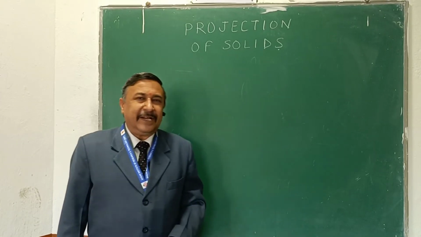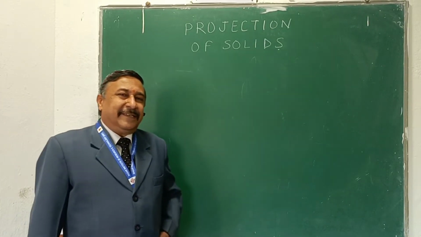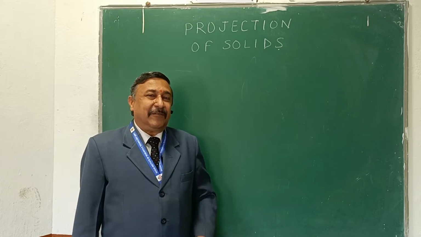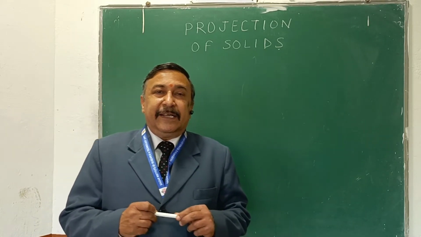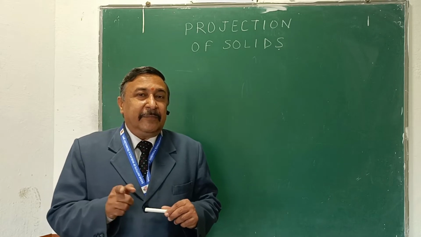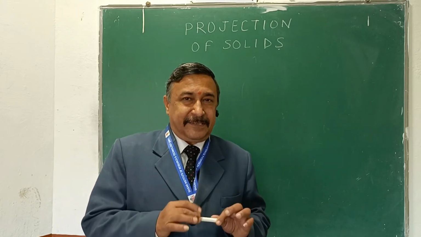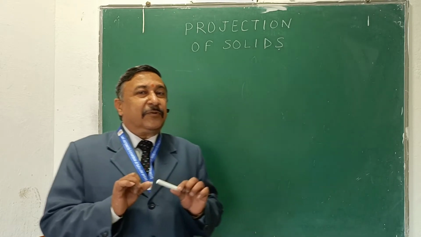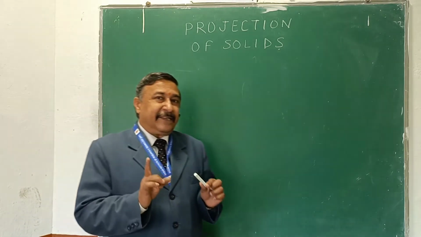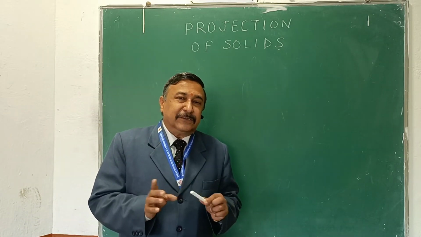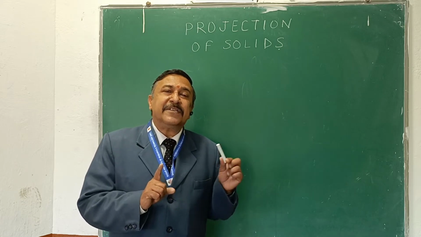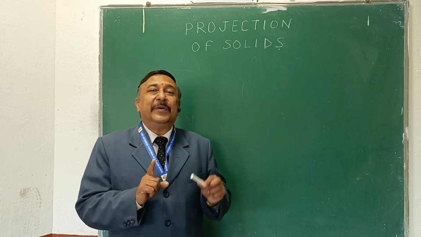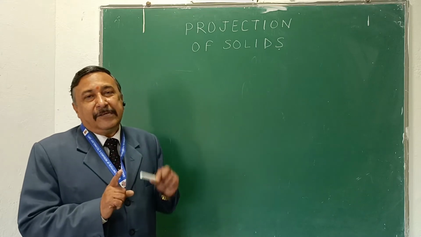Hello, welcome to this second lecture of projection of solid. Now, projection of solid is to be drawn on the basis of the position of the axis. Now, what is the position of the axis? See, the axis is a straight line. So, all the positions we follow in projection of straight line should be taken in projection of solid.